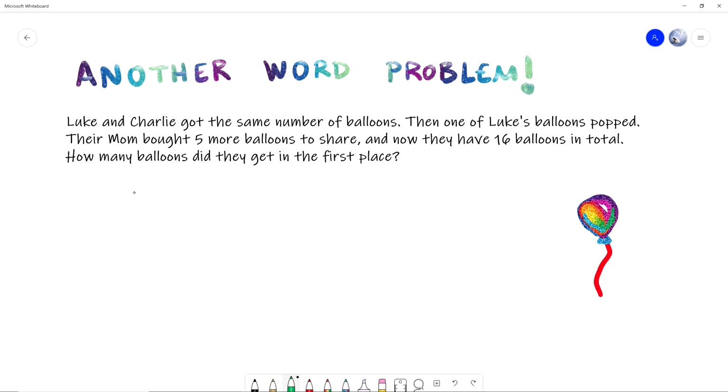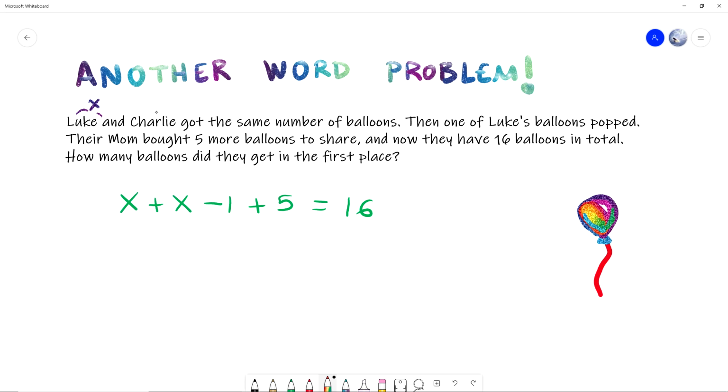Yes, I do. So I started with x plus x minus 1 plus 5 equals 16. That's a beautiful equation, and I'm sure you have a great reasoning behind it. Can you tell me what's x? X equals Luke. X is the number of balloons Luke has, okay. And how about, why another x here?